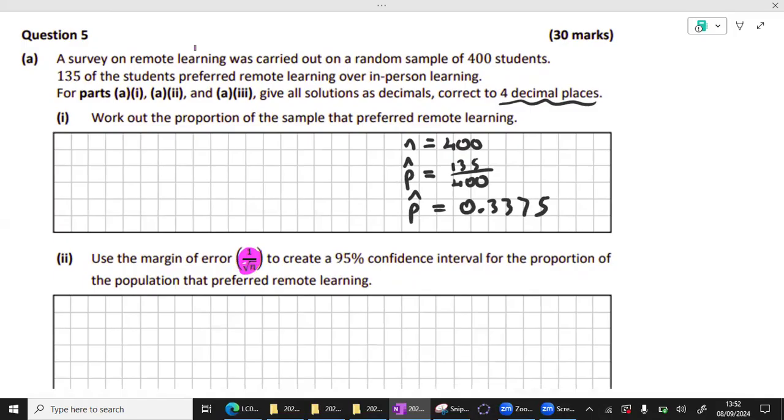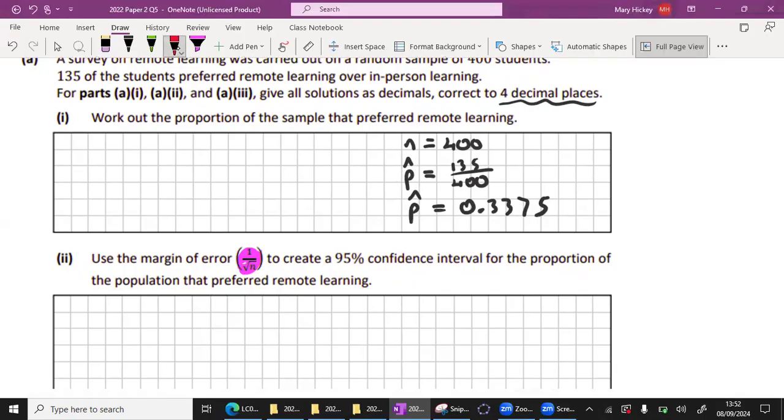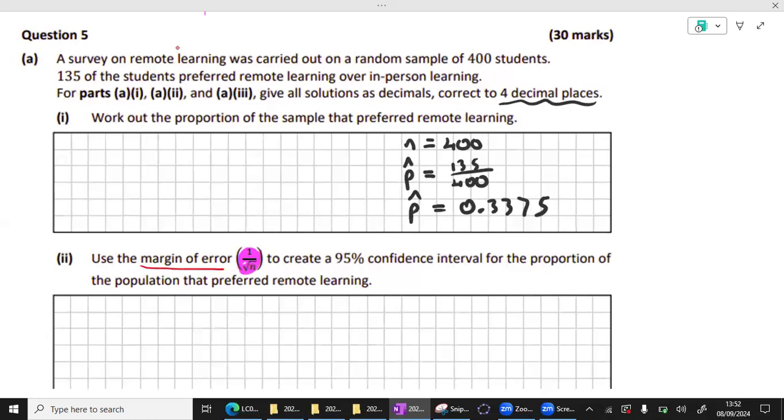that preferred remote learning. Now, I would like to think when you hear margin of error and you know we're talking about proportion, you're going to your cheat sheet and you're thinking, okay, I need to use my plus minus 1.96 times the square root of P hat (1 minus P hat) over N. But they have specifically said use the margin of error 1 over root N. Now, you wouldn't obviously be aware of this, but this is in fact how they do it at ordinary level. The degree of accuracy isn't as good, okay? So maybe that's why they're asking you to do it.